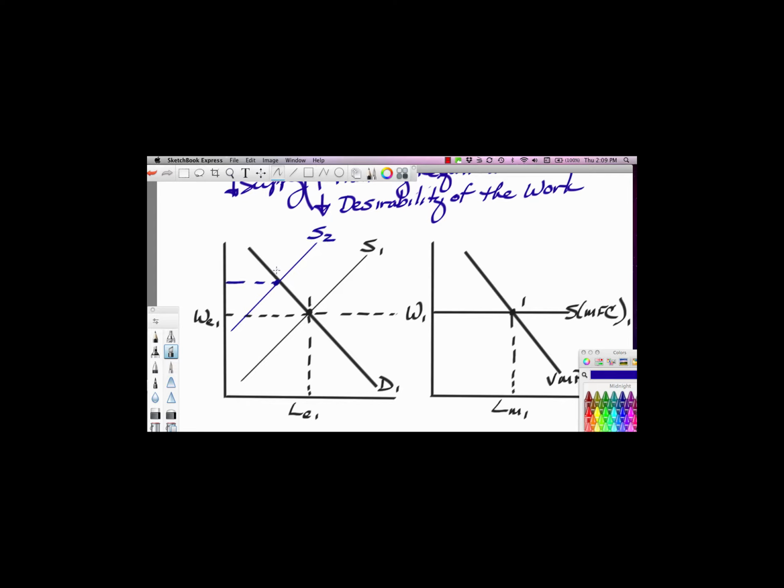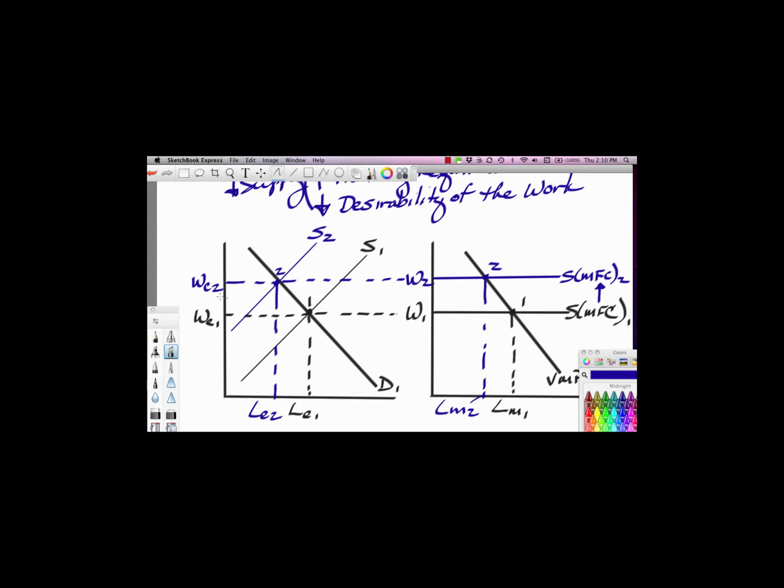This pushes the equilibrium wage rate up. It also pushes the employment level down. And this feeds back to the firm in the way of what? Higher wages. And higher wages mean what? Higher cost. So this is S, MFC 2. And if you've raised the cost of labor, you're basically inviting the firm to hire less of it. Everything else held constant.